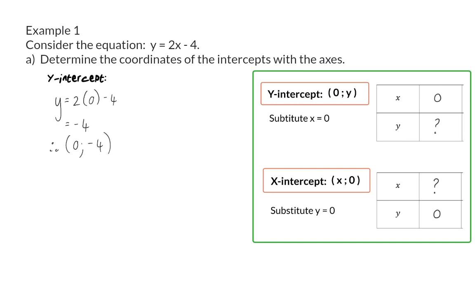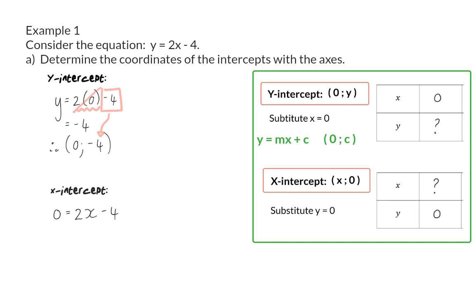Here we also have a shortcut, because when you substitute x with 0, the whole first term will always become 0, and therefore the constant value at the end will always show you the y value of the y-intercept. So you can simply remember that when you have an equation in its standard form, the y-intercept is always 0 and the c value. Next, to determine the x-intercept, we need to substitute y with 0.